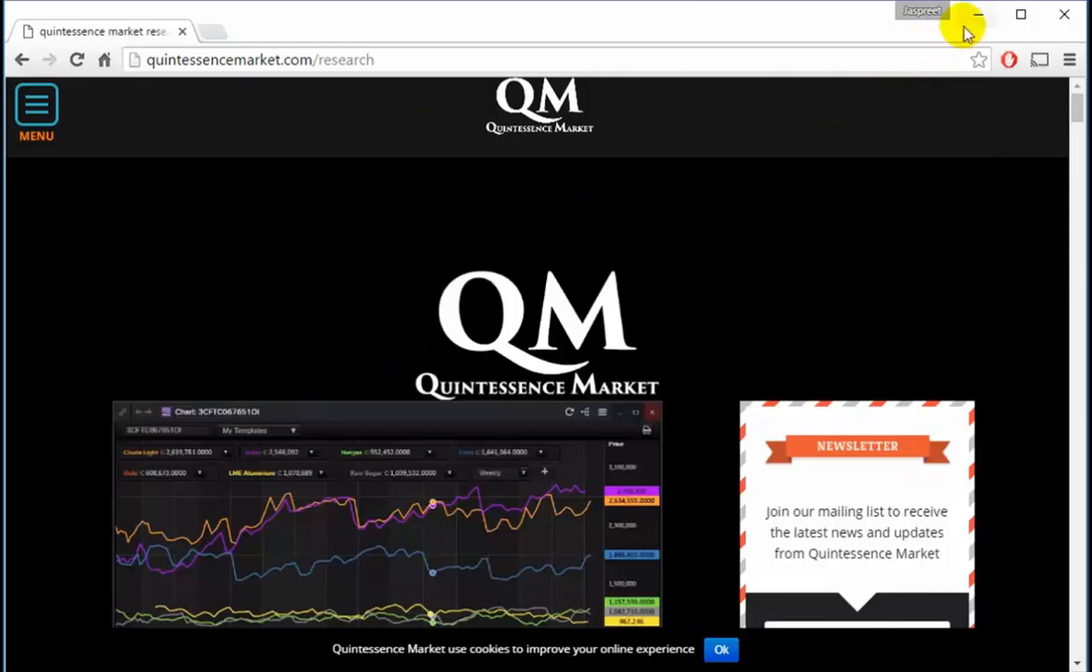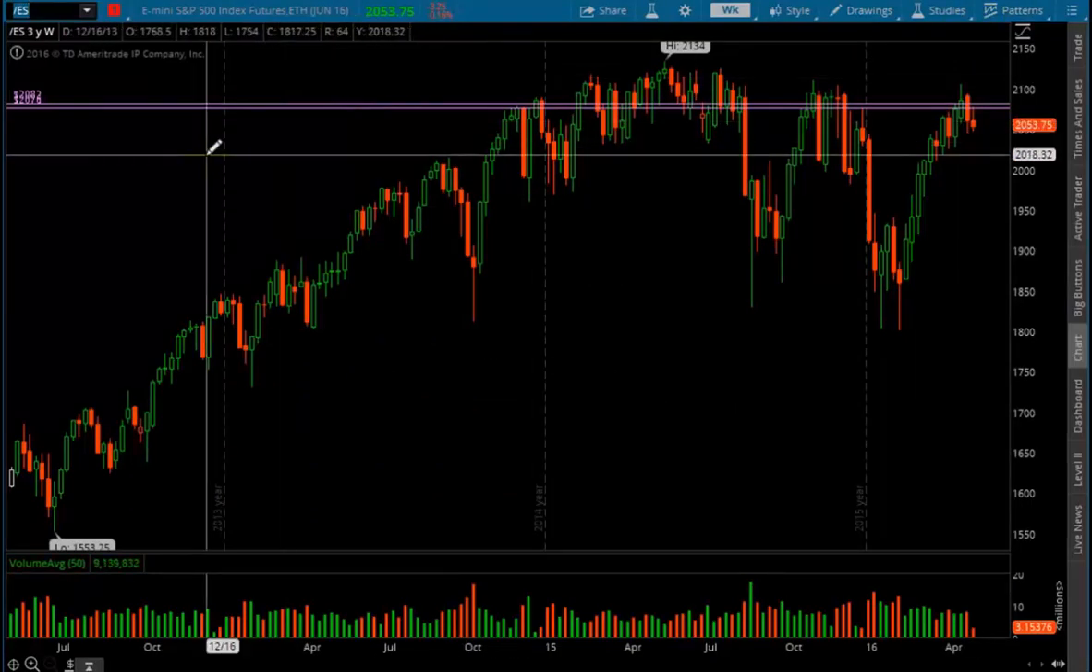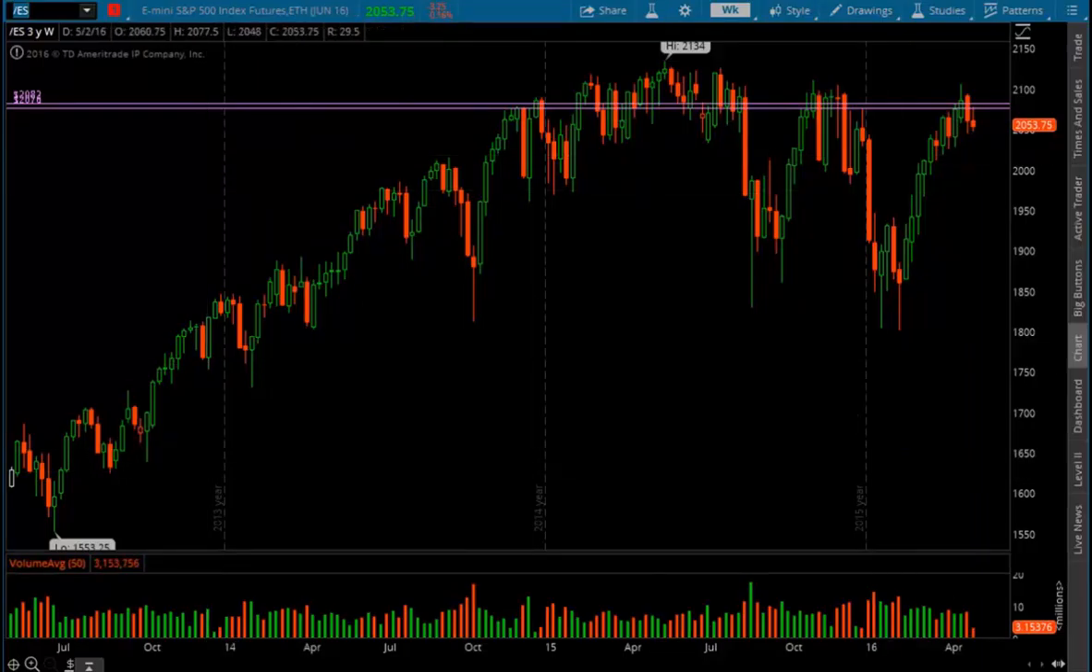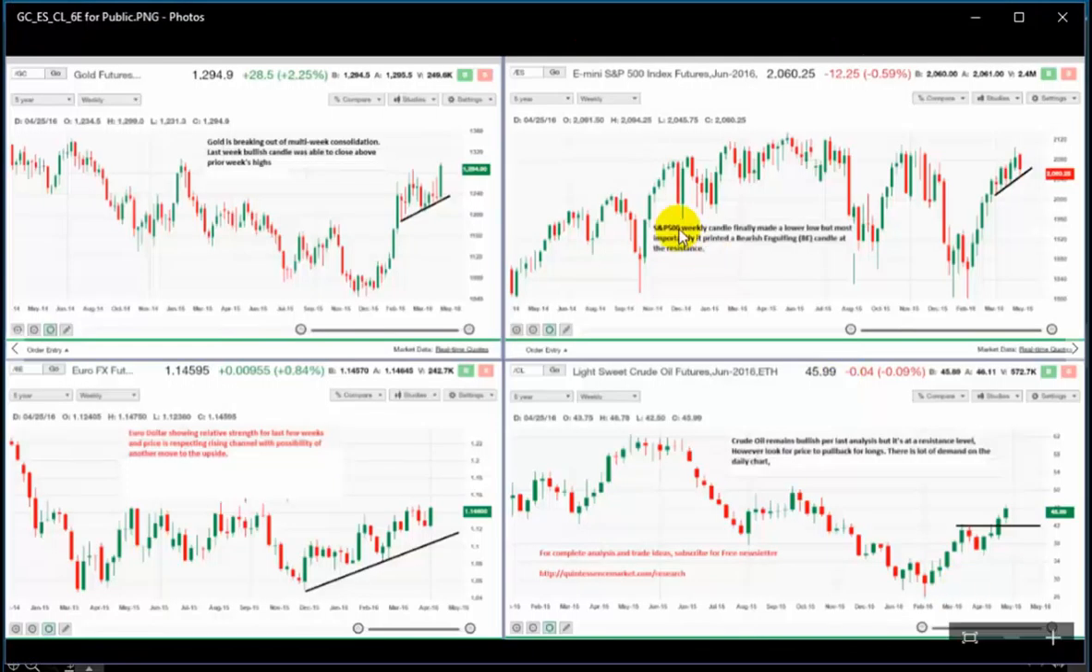Okay, so let's talk about that trade. What we're looking at is a weekly chart of ES. Before I talk about the trade, let me show you the chart that I posted on Facebook, StockTwits, Twitter, and Quintessence Market also posted on their chat room. This was the chart that was available to everybody who wanted access to it.